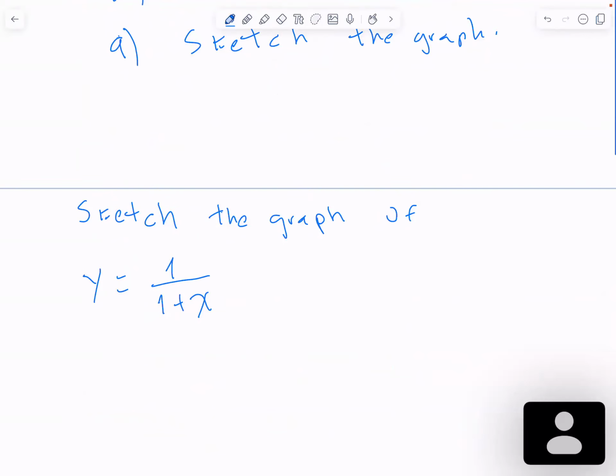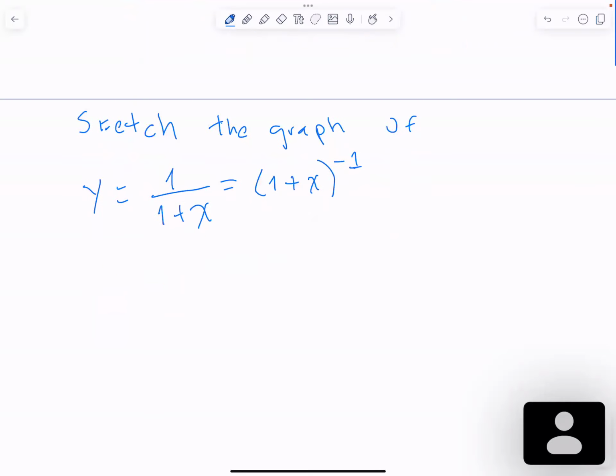Now I'm going to illustrate how to do it using an example. I'm going to sketch the graph of the function y equals 1 over 1 plus x. I'm going to rewrite the function as (1 plus x) to the negative 1. That's to facilitate the calculation of the first and second derivative. The first step, I told you, find the domain.